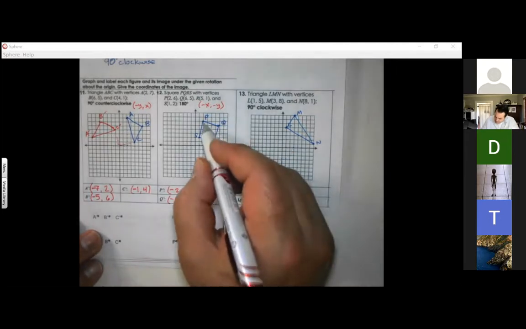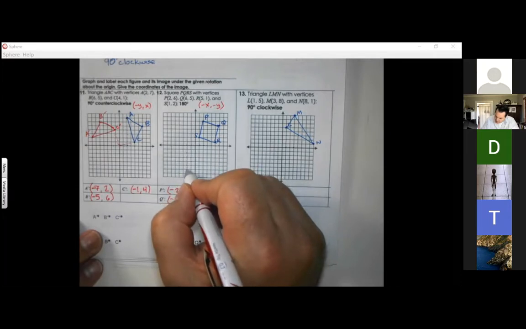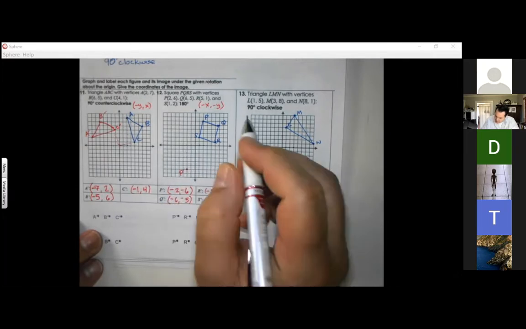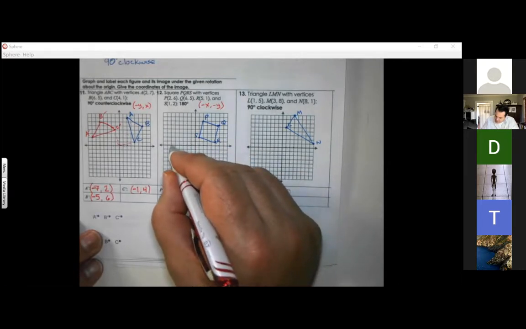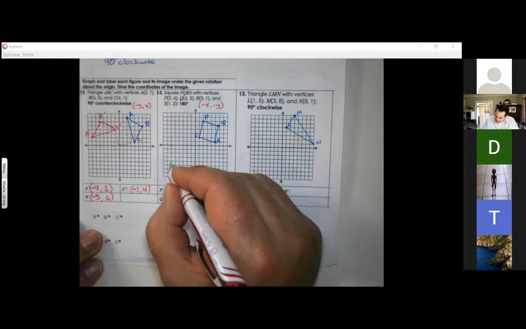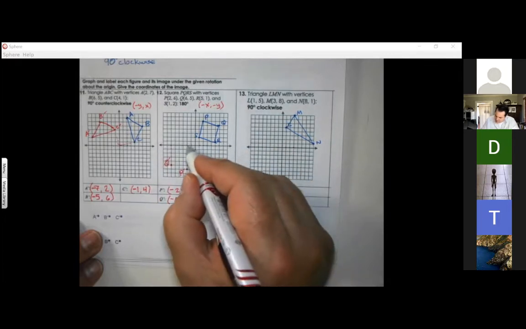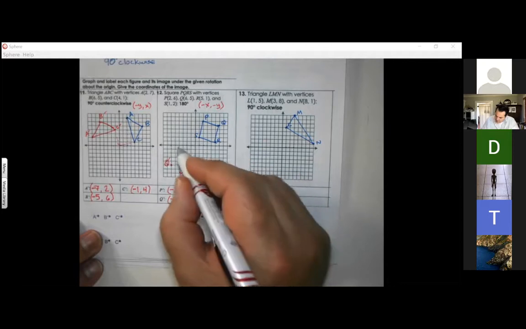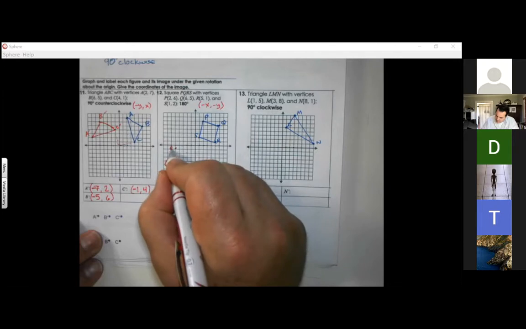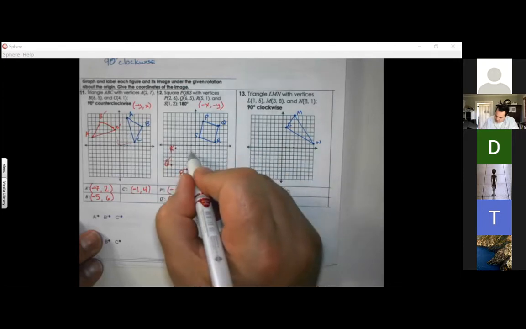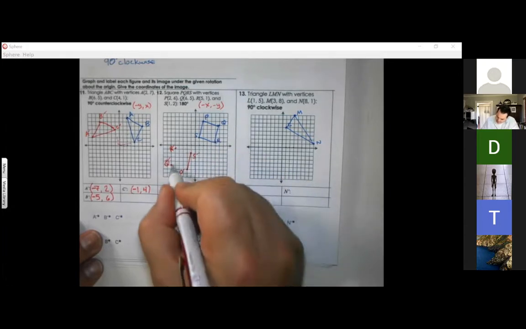So the P is going to go 1, 2, 3, 4, 5, 6. There's P prime. Q is going to be 1, 2, 3, 4, 5, 6 negative, 1, 2, 3, 4, 5 negative. So there's Q prime. 1, 2, 3, 4, 5. Down 1. That's R prime. And S is -1, -2. And then I'll just connect those points.